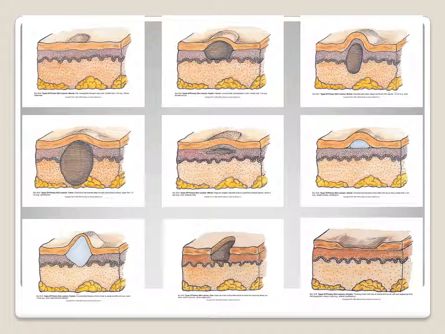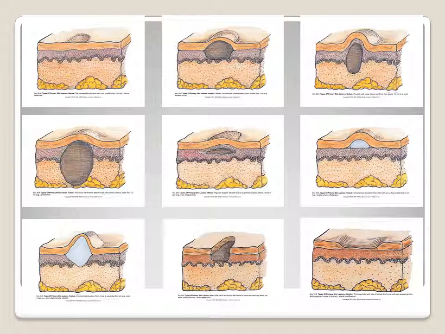This is a way to assess irregularities in the skin. The upper left is a macule. Upper middle, papule. Upper right is a nodule. Middle left is a tumor.